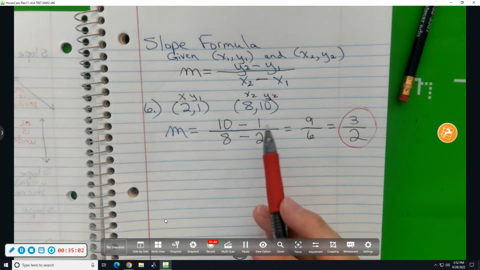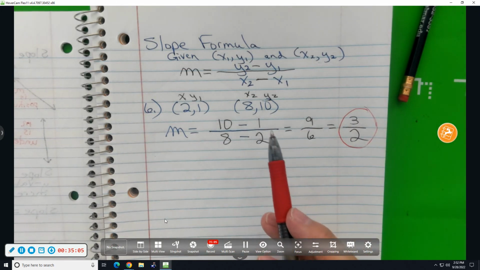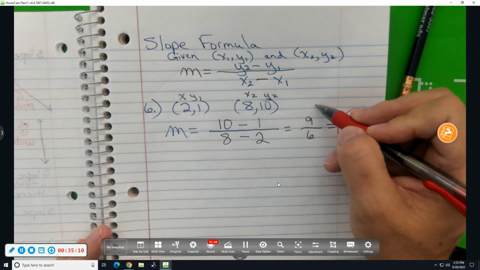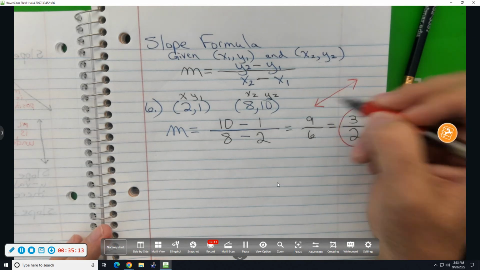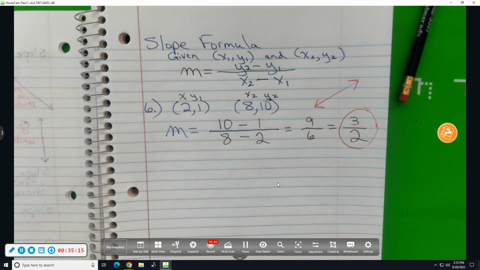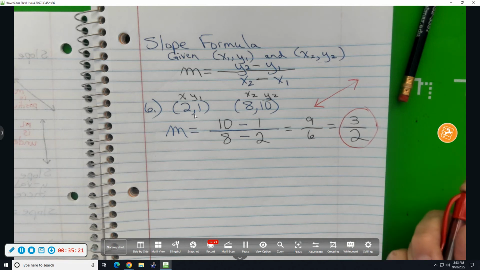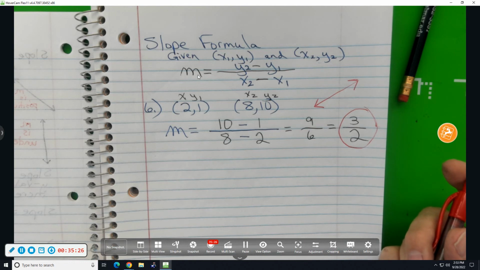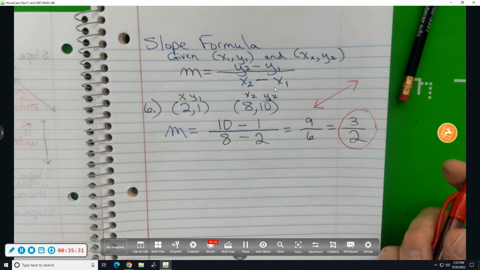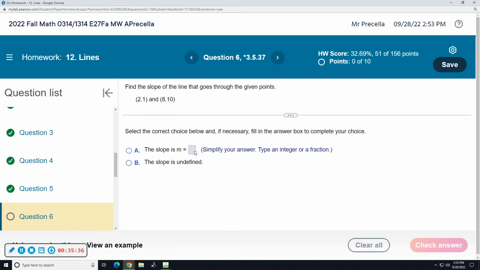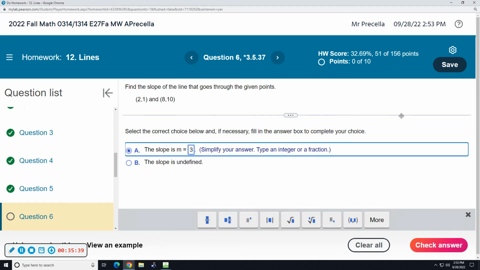Now, if we were to plot these points, I'm not going to bother doing it, but since that slope is positive, the line is going up from left to right. It's rising from left to right. So without even plotting those points, I have a good idea of what the line looks like. This would be the bottom point. You'd be going up 9 to get to the 10, and then right 6. Okay, so 3/2. Let me punch that in so you'll be confident we have the right answer.